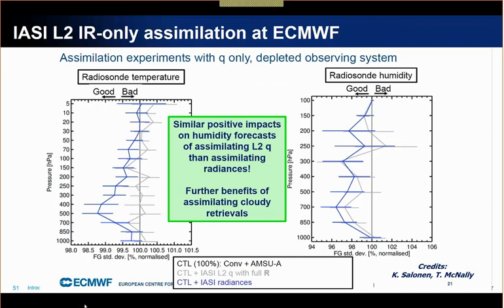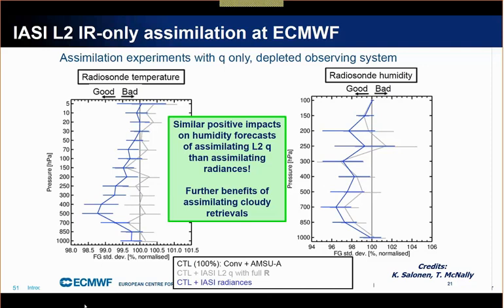And these graphs are showing you the impact of assimilating the level 2 products on the forecast, on temperature on the left side and humidity on the right side. And both forecasts are compared to radiosondes. And if the graph is moving to the left, we have an improvement. And in blue, you have the assimilation of radiances, which is the operational baseline. And in gray, you have the assimilation of level 2.